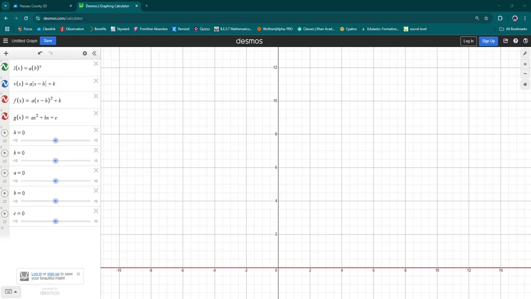L sub x equals a times b raised to the x, right? Where a is the magnitude at which it grows, and b is the starting point. You guys remember, and x is the x value along the x-axis, right? You should recognize that these two are similar.